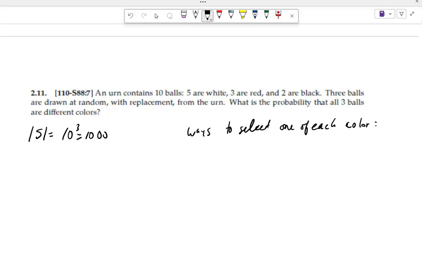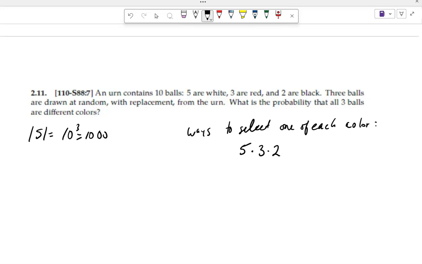Would it be 5/10 times 3 times 2? Okay, right now I'm just counting the number of ways, but you're thinking about the probability correctly. I've got 5 ways to choose the white, 3 ways to choose the red, and 2 ways to choose the black. But remember, this is just a straightforward application of the multiplication principle: pick a white, pick a red, pick a black.